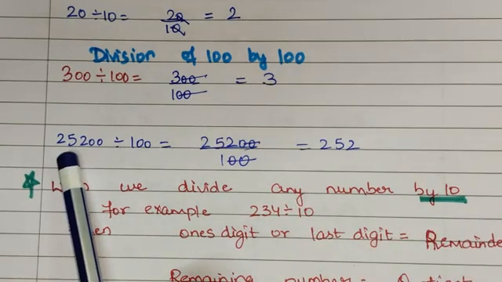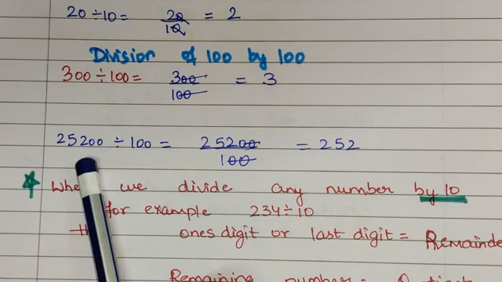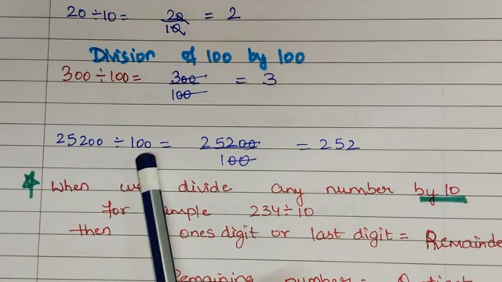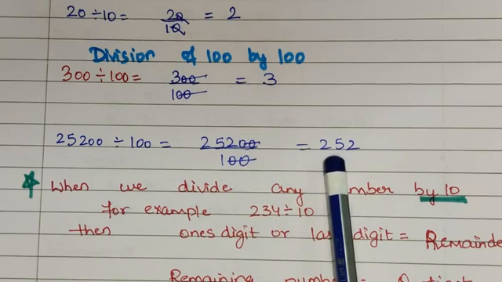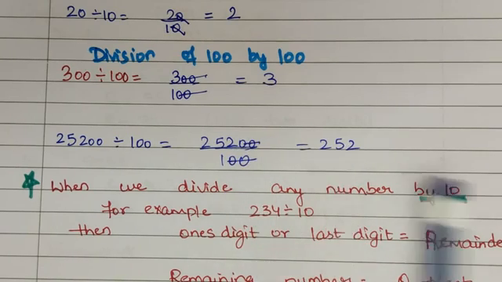Next is 25,200 divided by 100. So now 2 zeros are there. Just cancel the 2 zeros and what we get? 252. Clear?